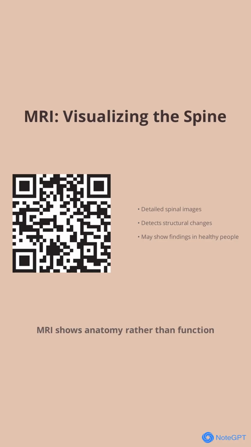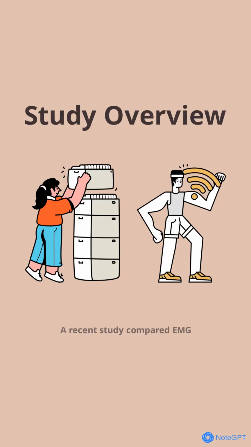However, MRI shows anatomy rather than function, so it may reveal abnormalities even in people without symptoms. This means that while MRI is highly sensitive, it may not always correlate with a patient's clinical presentation or nerve function. A recent study compared EMG and MRI in diagnosing radiculopathy.